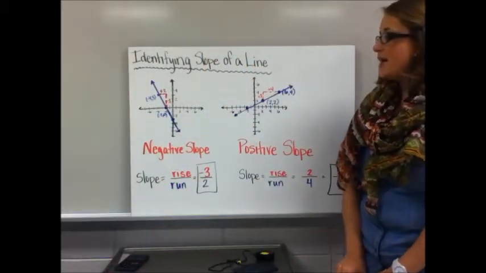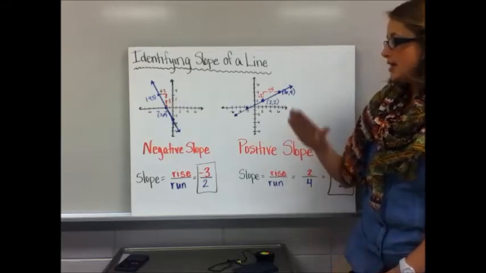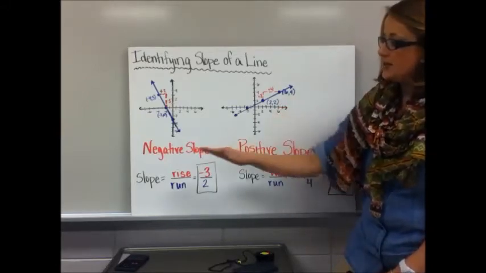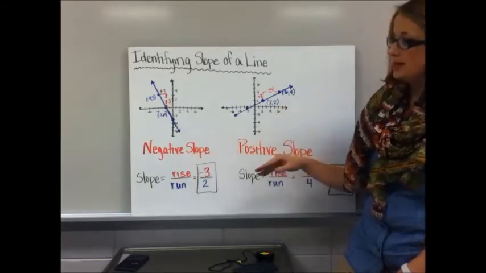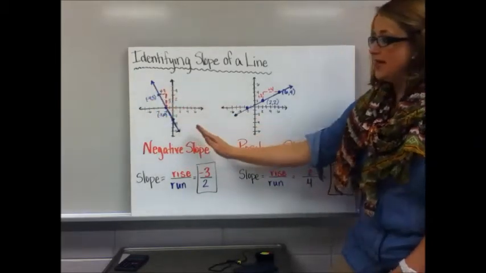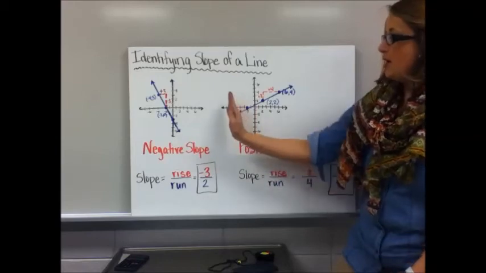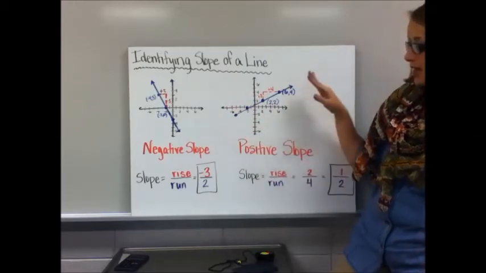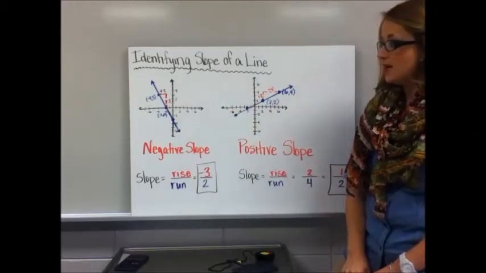When you are identifying the slope of a line, you can easily look at it and decide if the slope is negative or if it's positive. If when you read the graph from left to right, the line is going down, then it has a negative slope. If it's going up, if it's rising, then it has a positive slope.